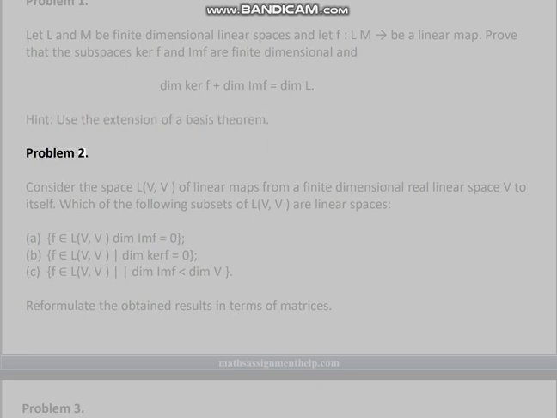Problem 2. Consider the space L(V) of linear maps from a finite-dimensional real linear space V to itself. Which of the following subsets of L(V) are linear spaces? A. F in L(V), dim Im F = 0. B. F in L(V), dim Ker F = 0. C. F in L(V), dim Im F < dim V. Reformulate the obtained results in terms of matrices.